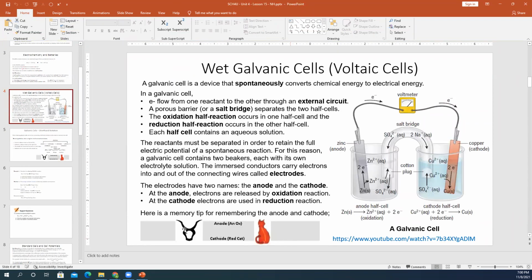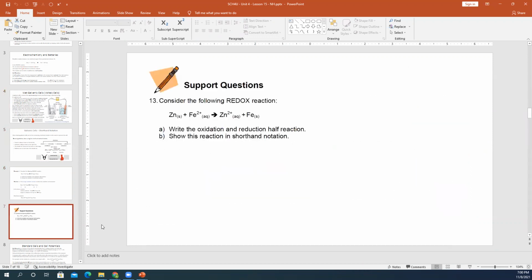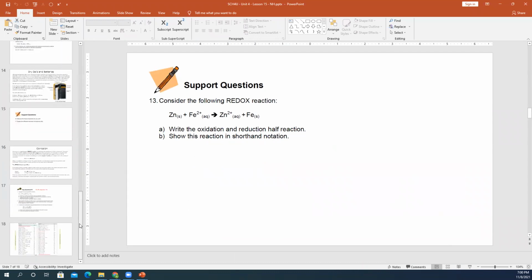And this is a very useful memory tip to always remember: oxidation occurs at the anode, and ox, here, picture an ox in your head. And reduction always happens at the cathode. Picture a red cat and ox. Oxidation at the anode, reduction at the cathode. And let's see what the key questions are.